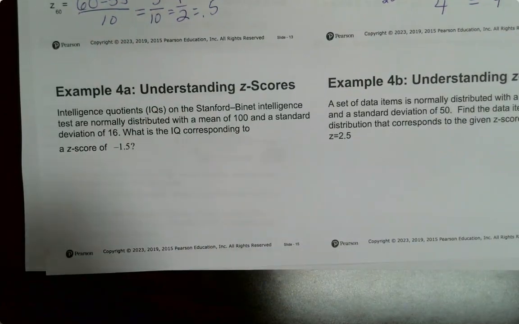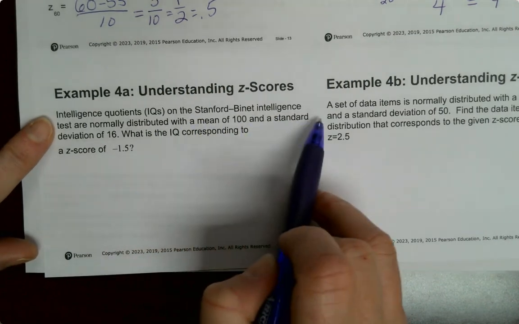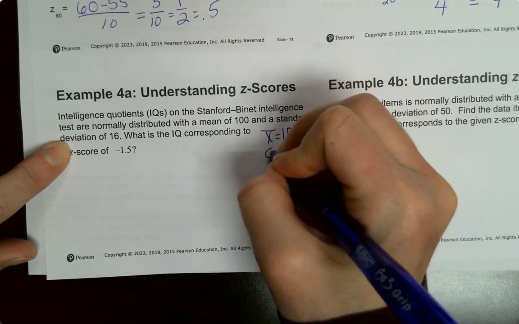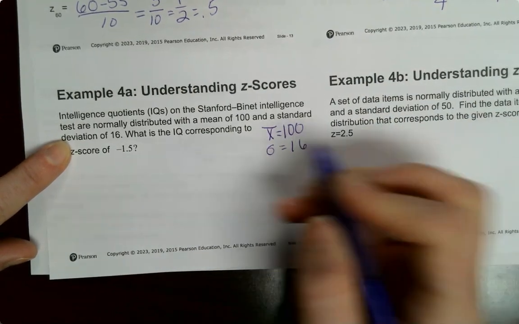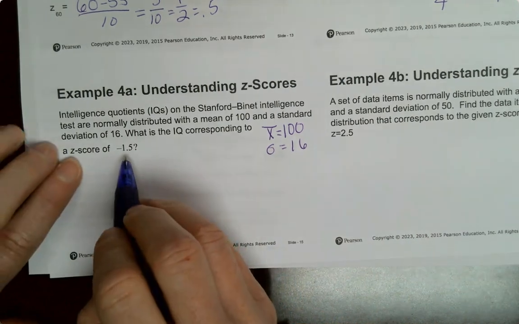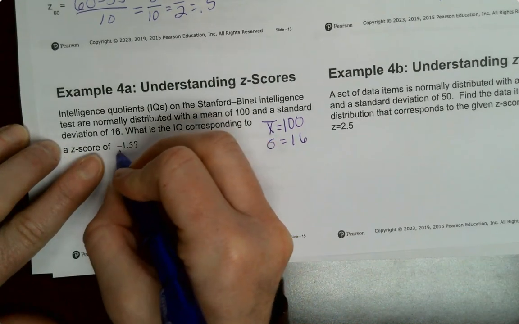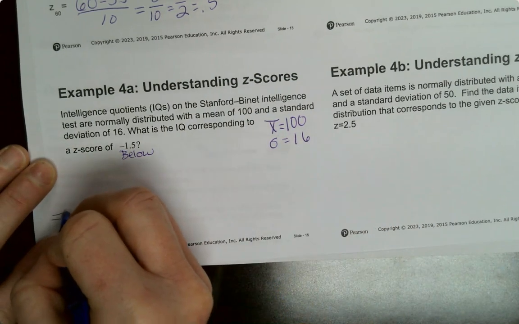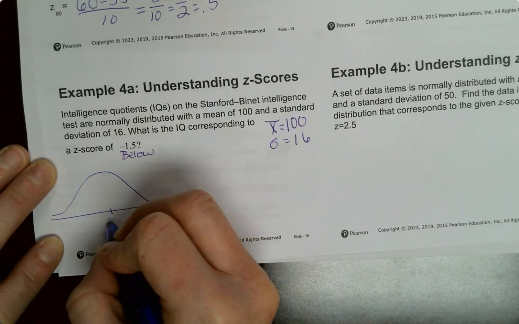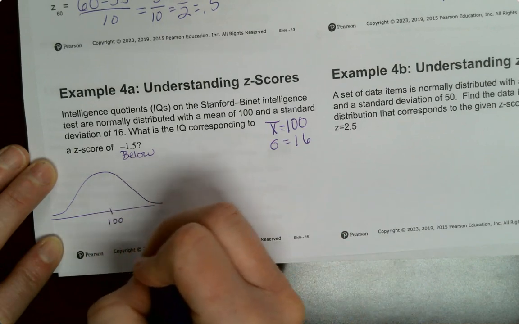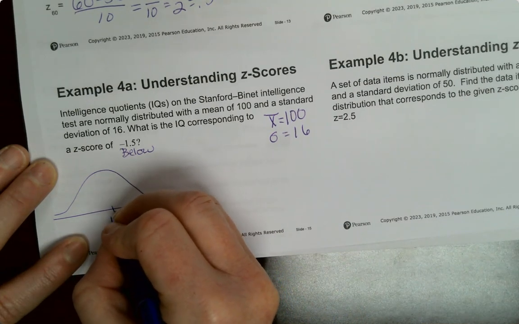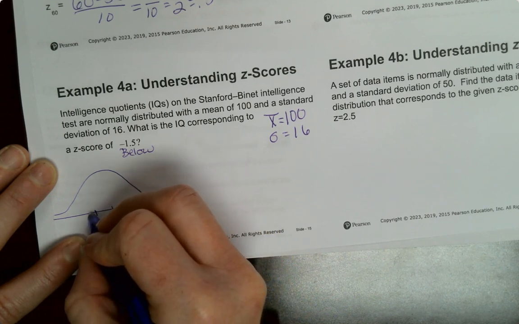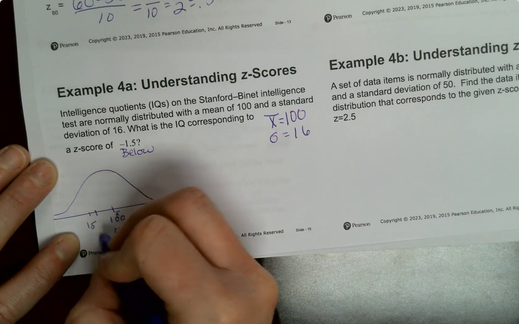Understanding z-scores. So IQs are normally distributed with a mean of 100 and a standard deviation of 16. What is the IQ corresponding to a z-score of negative 1.5? Since it's negative, we know it's going to be below. So we have, this is 100. That's x bar. Our z on this is 0. So 1, and then 1.5 below.